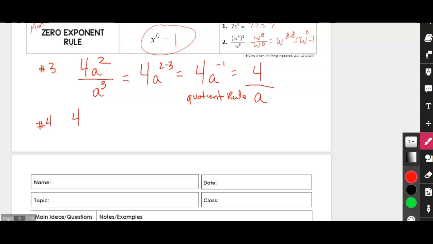They had 4x to the negative 2, so I'm going to write the problem down. y cubed. So these problems are very similar. The only thing I have to move is this, so that just goes to the bottom. And I'm done. And that is our negative exponent rule.